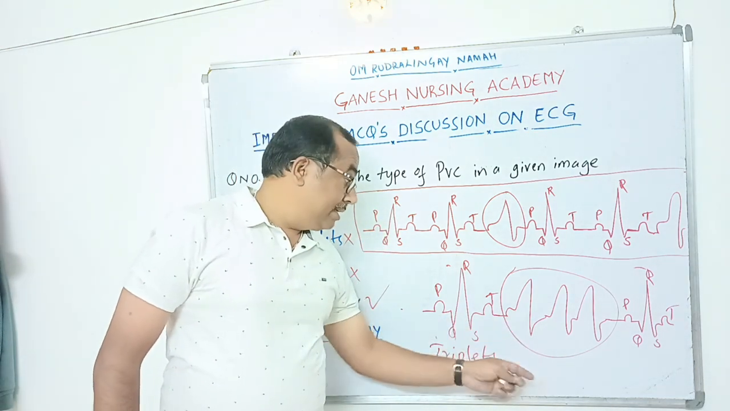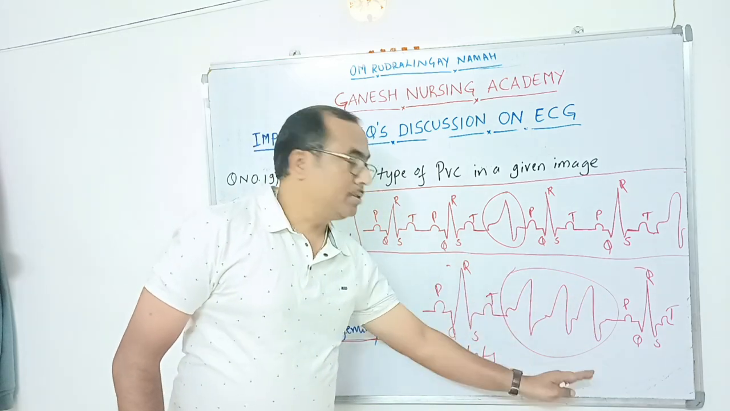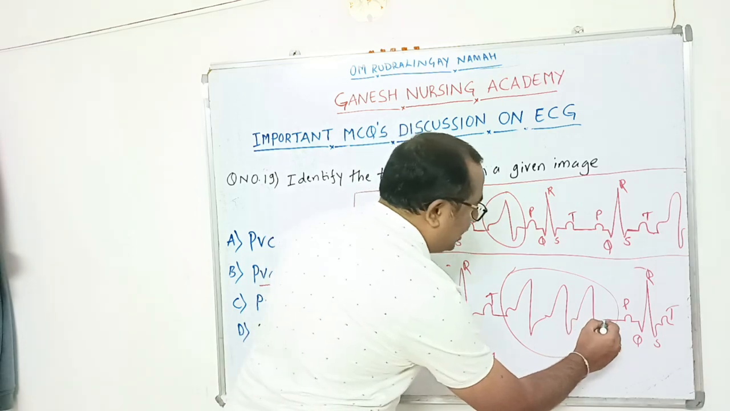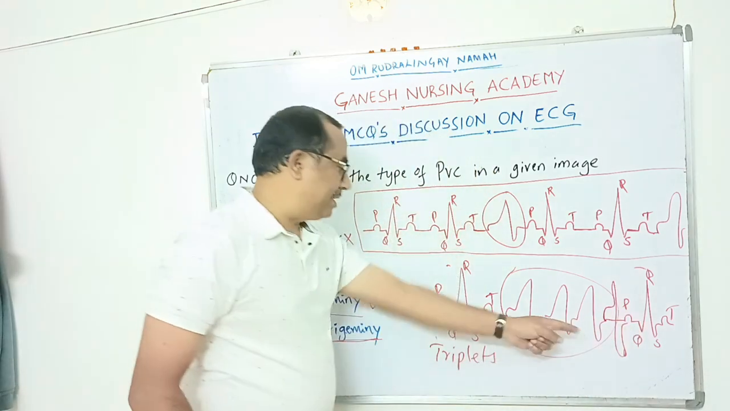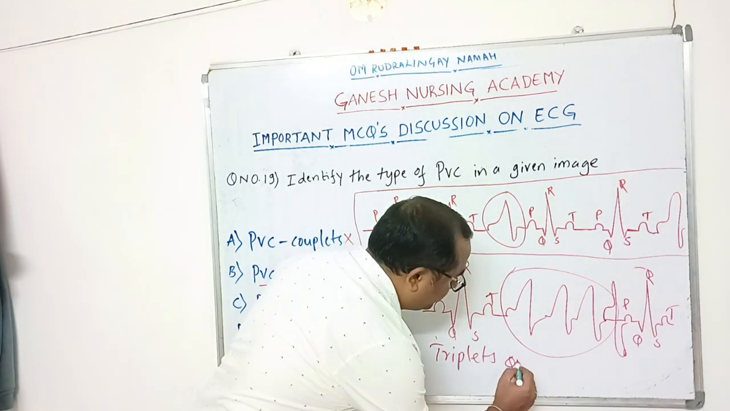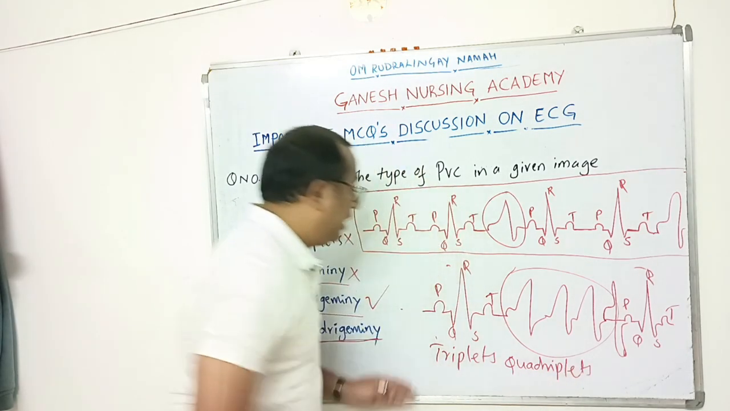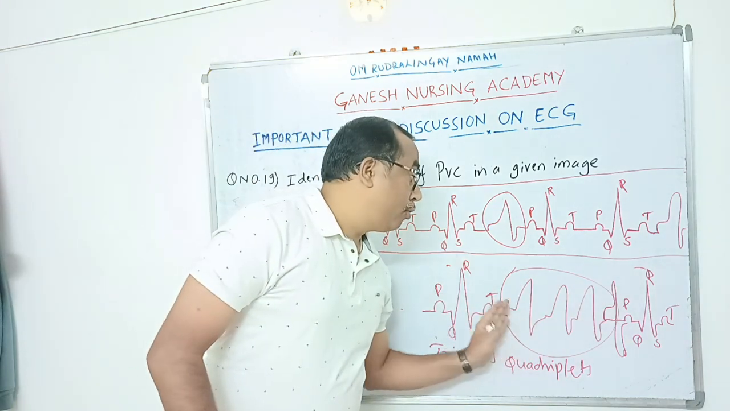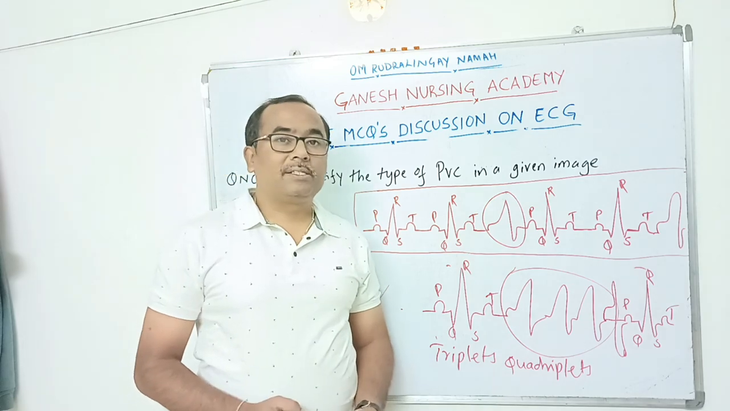Okay. So likewise, in between the normal rhythm, if there are four consecutive ectopic beats, apart from this one more ectopic beat, this is known as quadruplets. Quadruplets is nothing but, in between the normal beats, if there are four consecutive ectopic beats present, they are known as quadruplets. Okay.